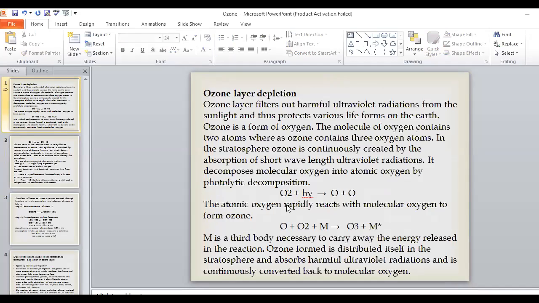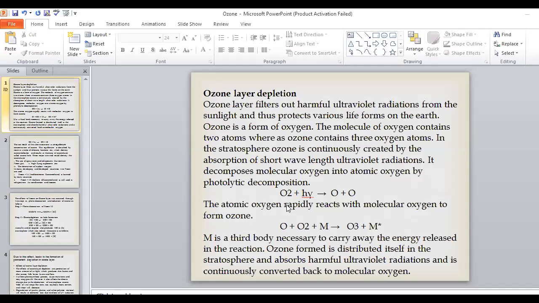The ozone layer is a layer present in the stratosphere, and it has the capacity to absorb the harmful ultraviolet radiations from the sunlight. It protects the various life forms on the earth from the UV radiation. Ozone is one of the forms of oxygen, and it is molecular.